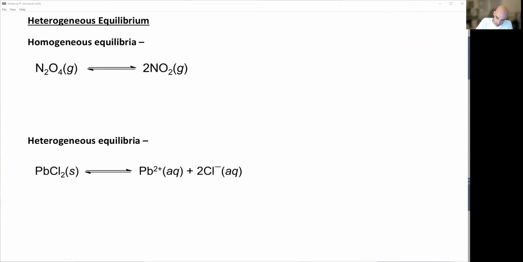Heterogeneous equilibria. We have two types of equilibrium: homogeneous and heterogeneous. In homogeneous equilibria, all reactant and product are in the same phase. So here we have gases for both of them.